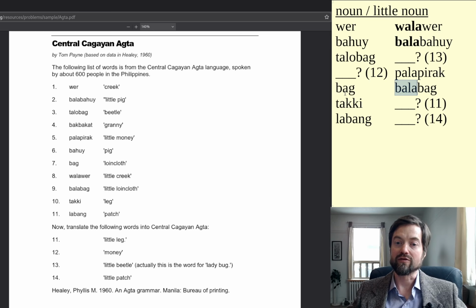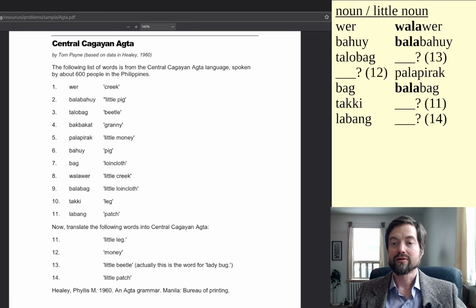Here we see this is bag. Okay, it gets a bala. It starts with a B. So if we continue the pattern, we can see it's basically the first letter of whatever this is plus ala. So, you know, where gets wala, bahui gets bala.